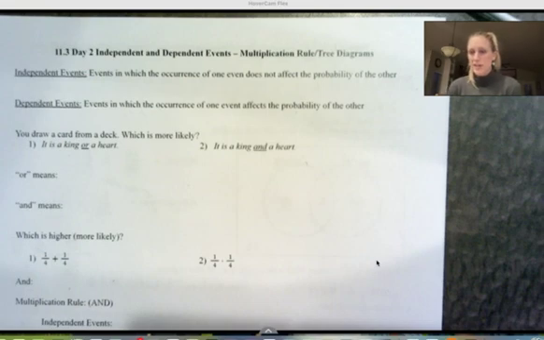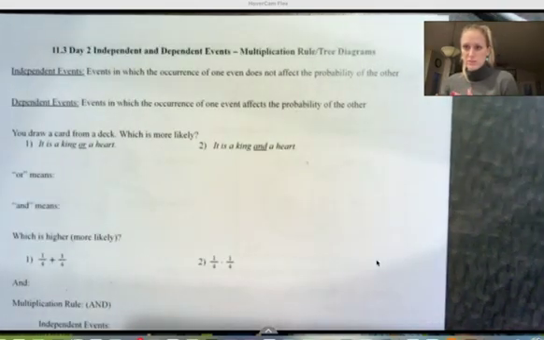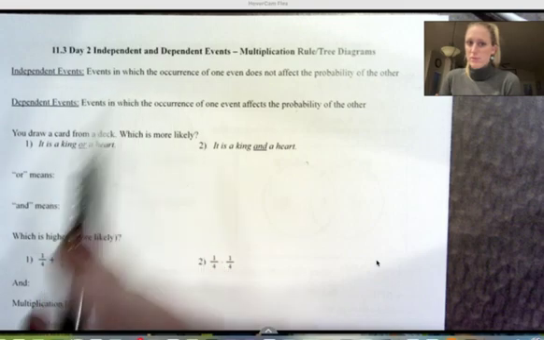A dependent event, you can kind of hear in the name, depends on the occurrence of one other event. In other words, its probability is affected by another thing. Independent means the probabilities are unaffected by something else occurring. So we'll get into that in just a second a little bit more.